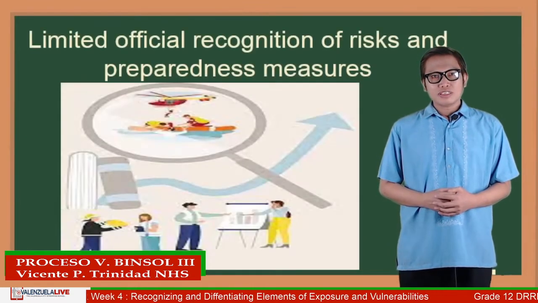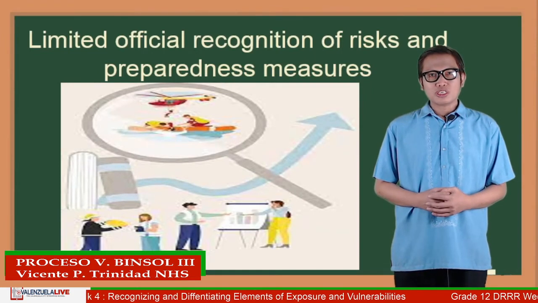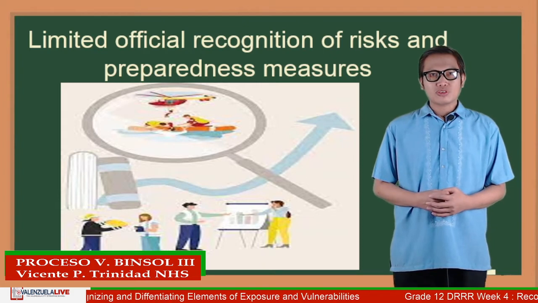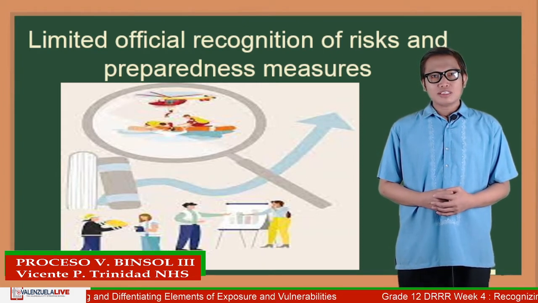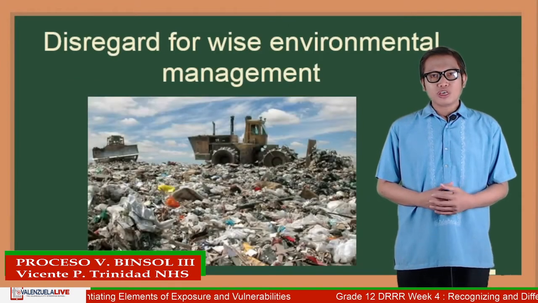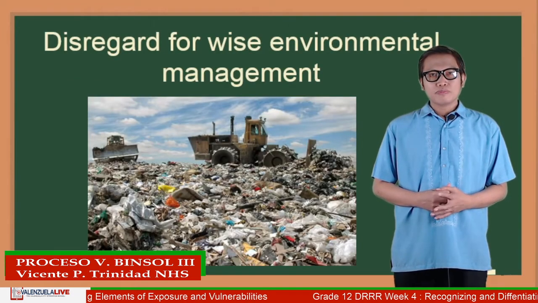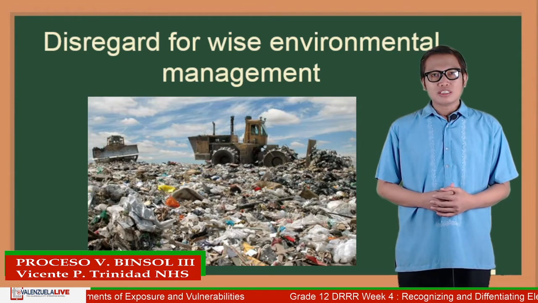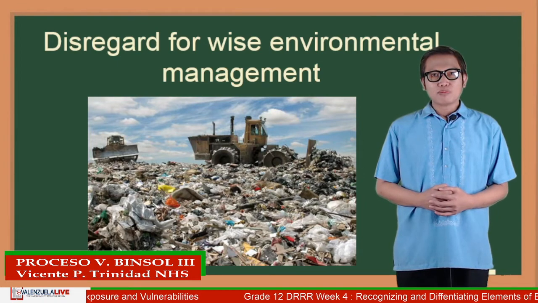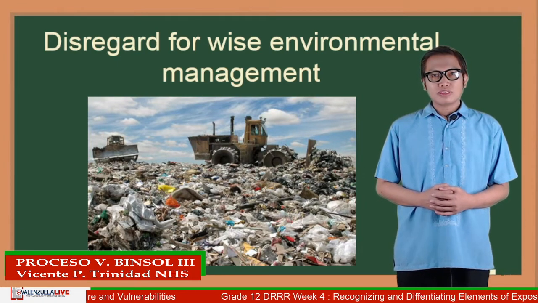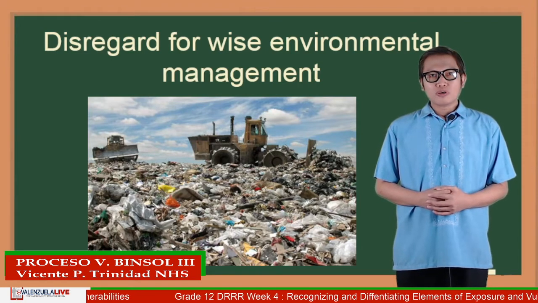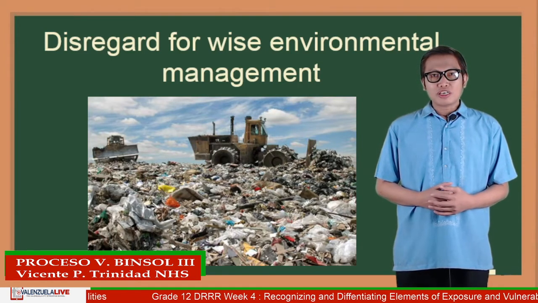Then, next is limited official recognition of risk and preparedness measures, and disregard for wise environmental management. In this picture, we are showing an image of a landfill or dump site, wherein the garbage was not properly segregated. That's why we need proper garbage segregation in order for us to save our environment.